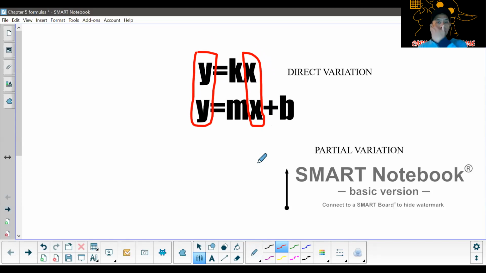Now, another similarity they have, believe it or not, is this other letter here, which is the k and the m. Now you're probably wondering, well, what is the difference between the k and the m? Well, simply, it's just the letters. When you're looking at k and m, remember in the first lesson for direct variation, k represented what was called the constant of variation, which we reviewed as the same thing as the calculation of rate. Now, k and m, believe it or not, is basically the same thing.